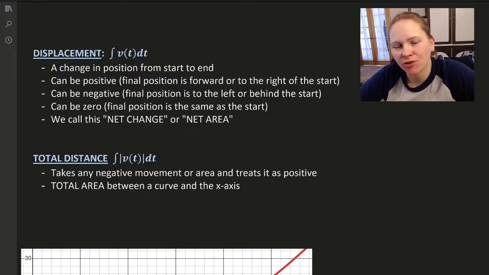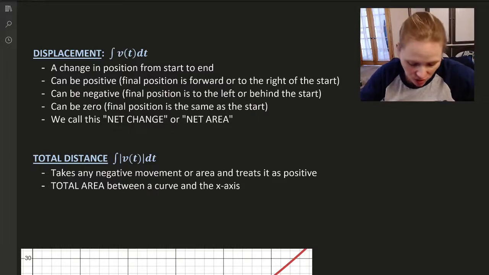A great analogy for this would be the step counter on your watch. Your step counter counts the total distance, or the total number of steps you take throughout the course of a day. It doesn't take into account positive or negative direction, and it just says, hey, you traveled this much. So with total distance, everything's positive. And oftentimes when we talk about total distance, we say TD, a fun little trick to remember.